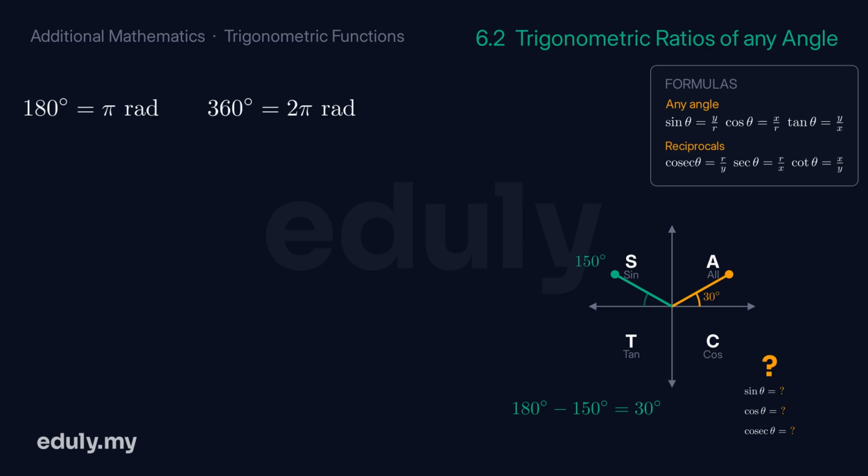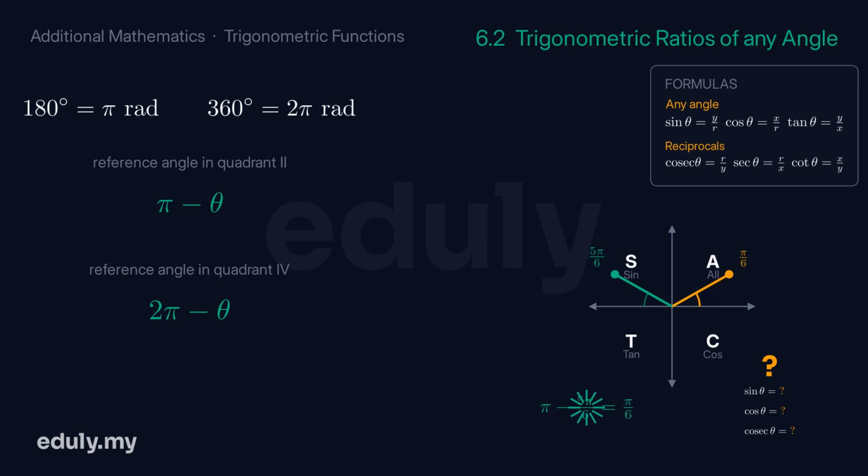Radians are just a different ruler. Half turn pi, full turn 2 pi. So 180 minus theta becomes pi minus theta. And 360 minus theta becomes 2 pi minus theta. Same geometry, new labels. 150 is 5 pi over 6. The gap, pi minus 5 pi over 6, pi over 6. Same gap in radians.